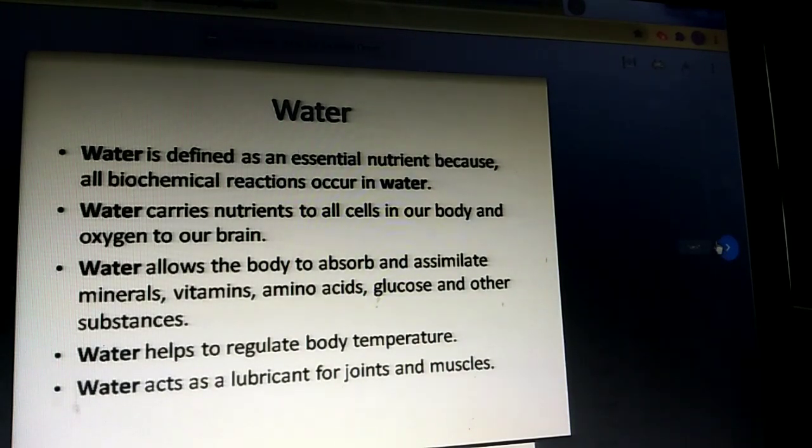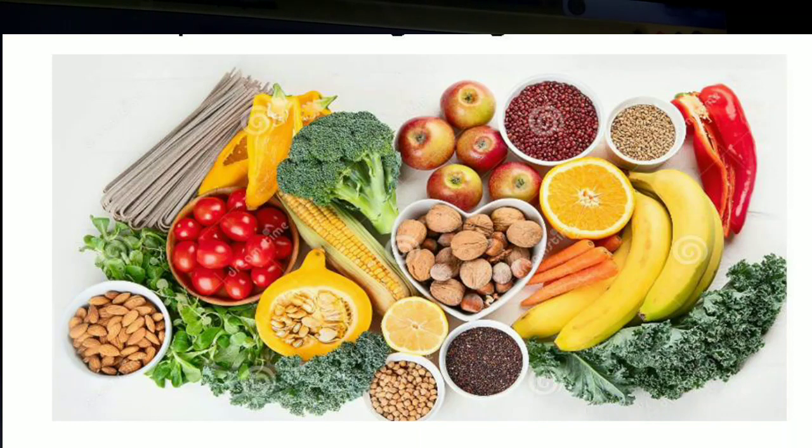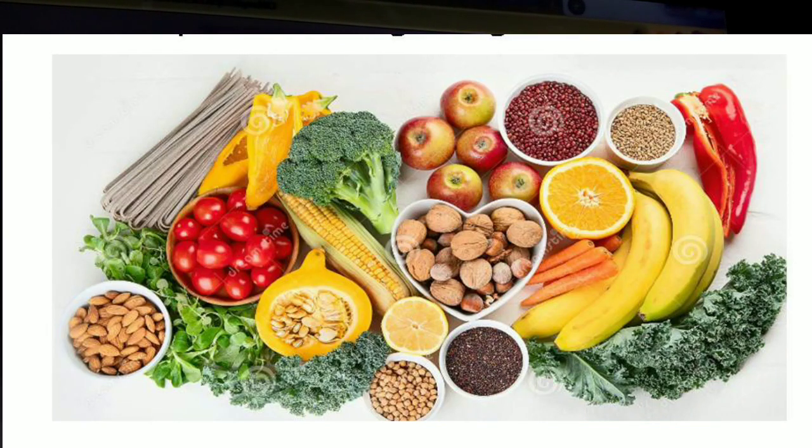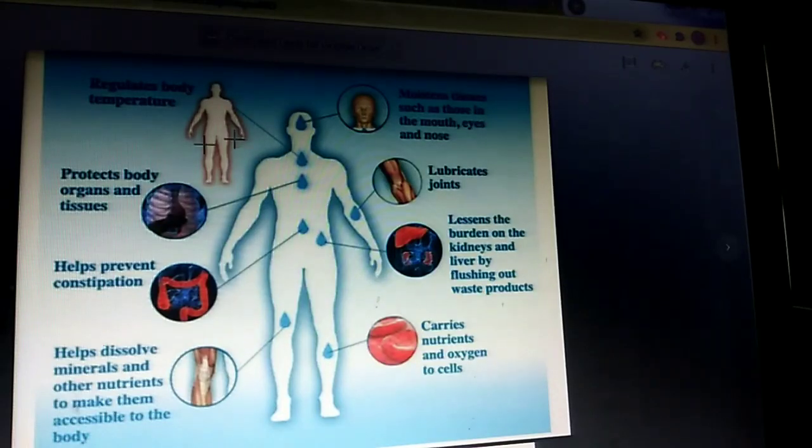So, not only drinking water, while cooking we use water, and fruits also, vegetables also, milk also, and juices also. We will be getting water from juices also.